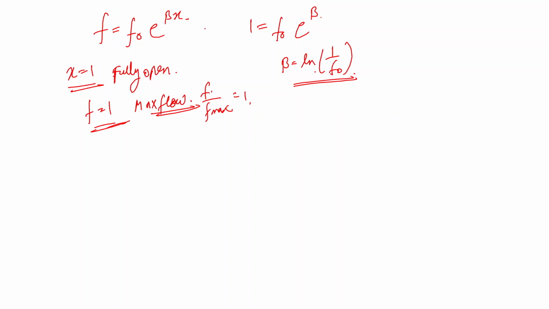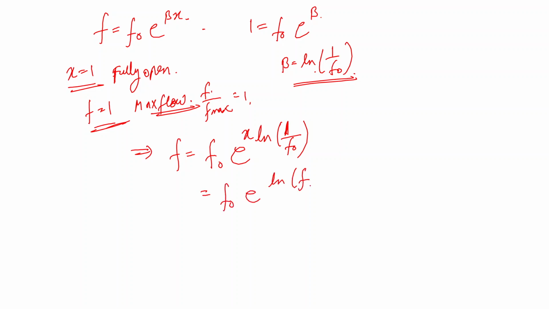Now we can replace the value of beta over here, and we will be getting F is equal to F naught e raised to x ln of 1 upon F naught. We can also write this as ln of F naught raised to minus x. Since this is e raised to log to the base e of F naught raised to minus x, it will simply become F naught raised to minus x. So this is F naught raised to 1 minus x.